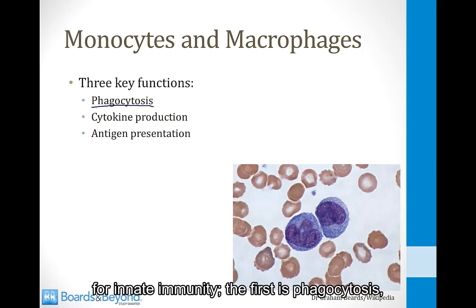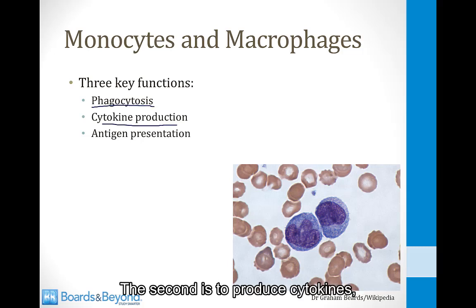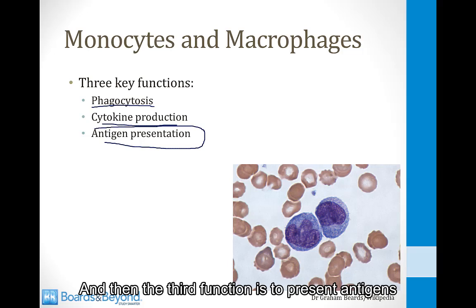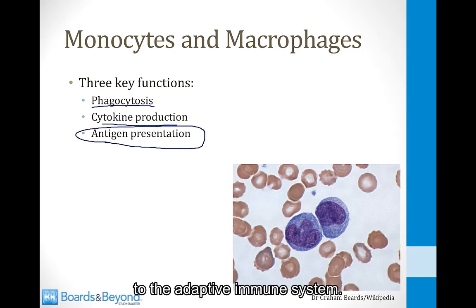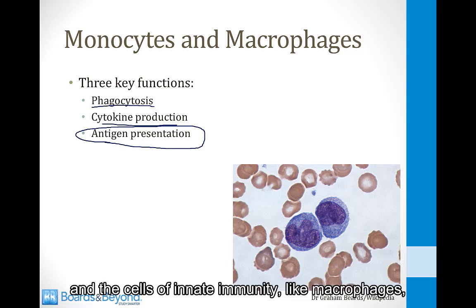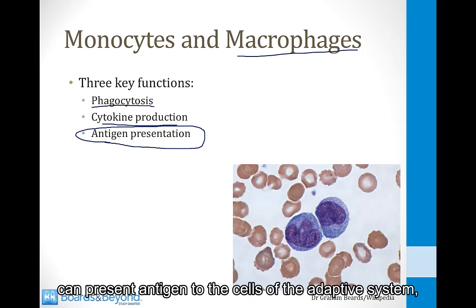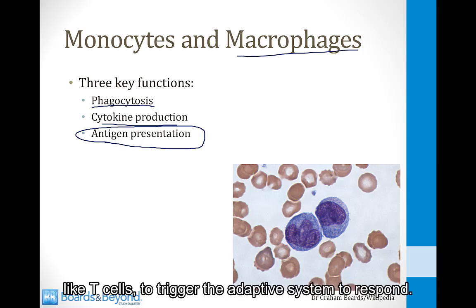Macrophages perform 3 vital functions for innate immunity. The first is phagocytosis, which we'll talk about in a minute. The second is to produce cytokines, which trigger the inflammatory response. And then the third function is to present antigens to the adaptive immune system. We won't talk about this much in this module, but just remember that the innate and adaptive immune systems are interlinked, and the cells of innate immunity, like macrophages, can present antigen to the cells of the adaptive system, like T cells, to trigger the adaptive system to respond.